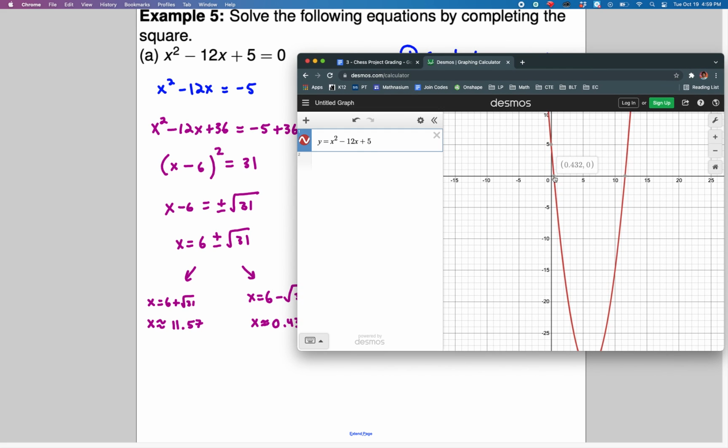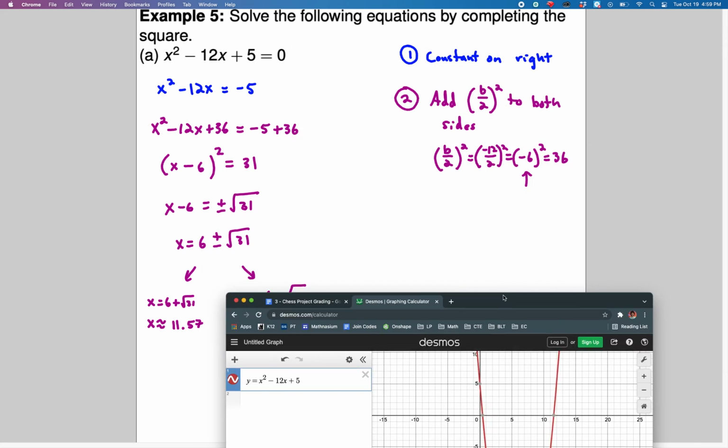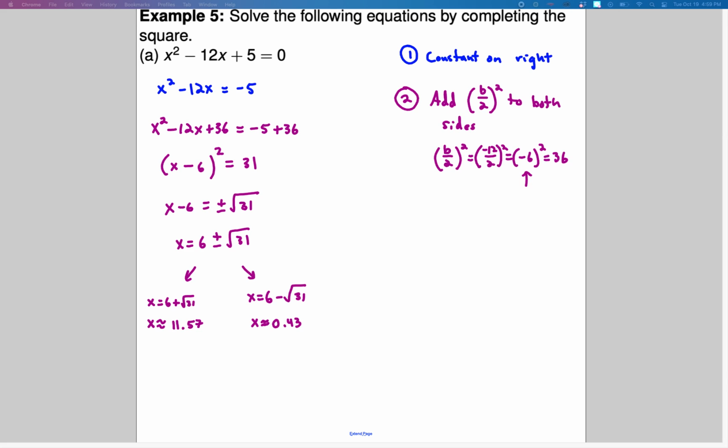There we go. 0.43 and 11.568 or 11.57. That's where it crosses. Bam. And we just did that with our brains, not with a computer. Deal with that. Except for that last part. We used a calculator. Just a little baby calculator. You could have done that on an abacus.